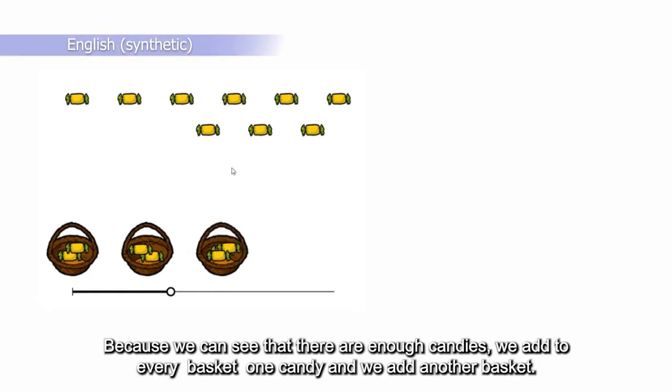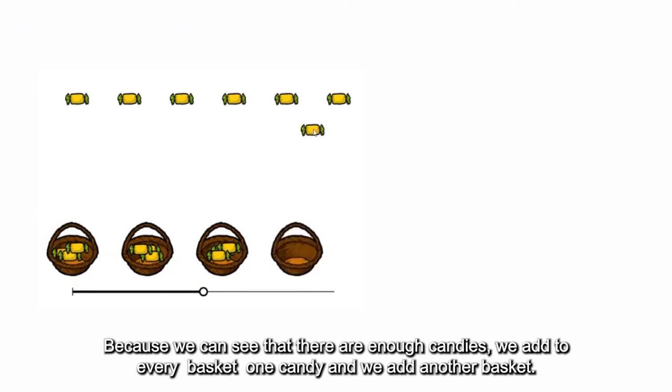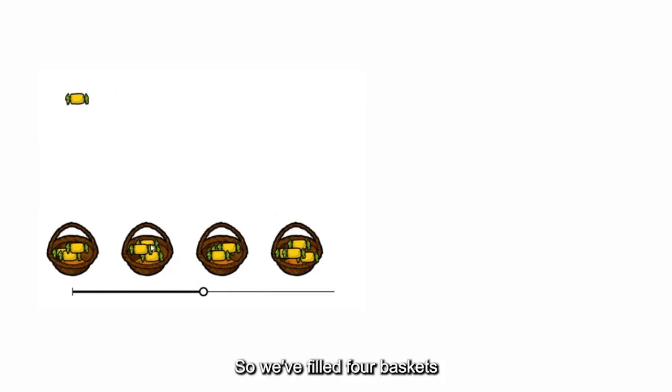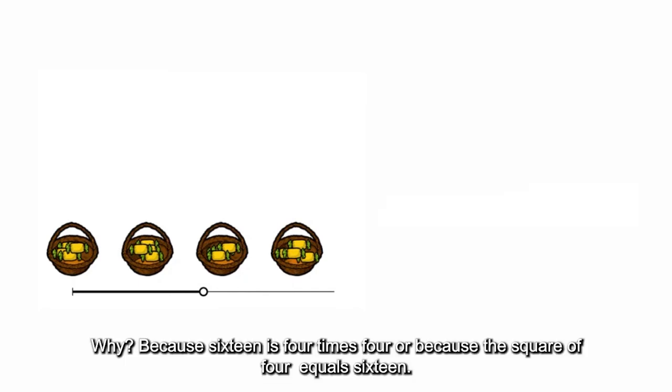Because we can see that there are enough candies, we add to every basket one candy and we add another basket. And in each basket can be added another candy. So we filled 4 baskets, and every time there are 4 candies. Why? Because 16 is 4 times 4, or because the square of 4 equals 16.